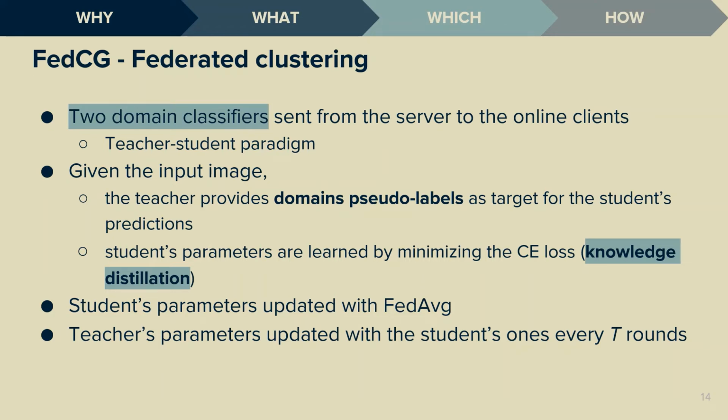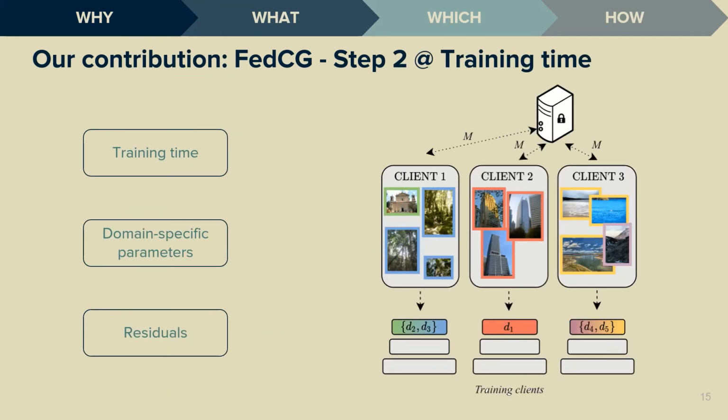The student's parameters are then updated at each round of communication with the standard FedAvg, while the teacher's parameters are updated with the student's ones every 3 rounds, in order not to bias it towards the last seen clients. The second step differs between training and test time. In particular, at training time, given the domain pseudo-label extracted through clustering, domain-specific parameters are selected and added as residuals.